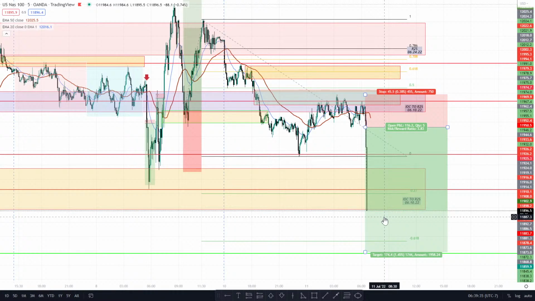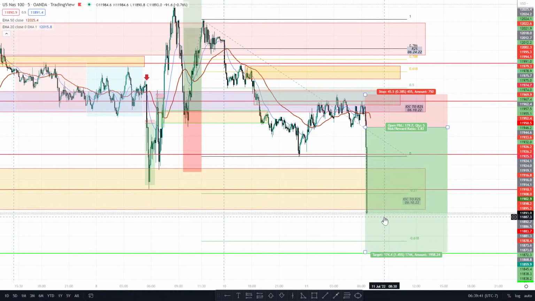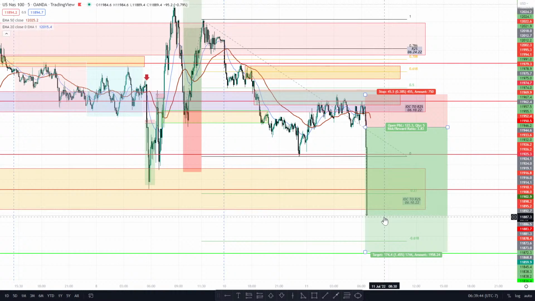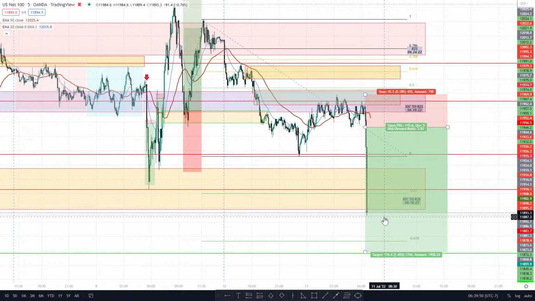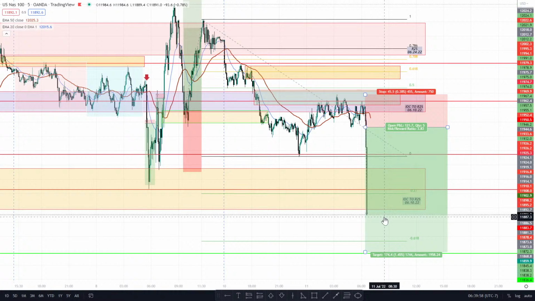We got 117 pips running. I actually got more than that. Let's see. This isn't my top position. I already pulled this bottom position. But we're at about 134 pips total, right? I'll take it. I'll take it. 140 pips total and counting.